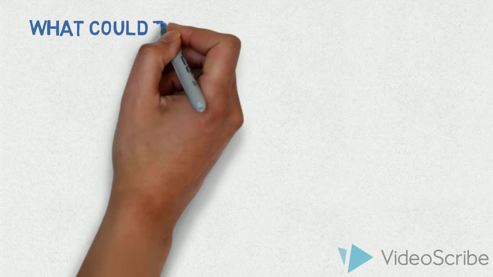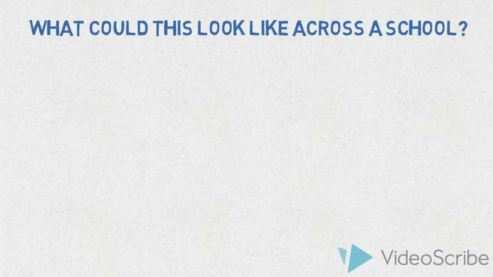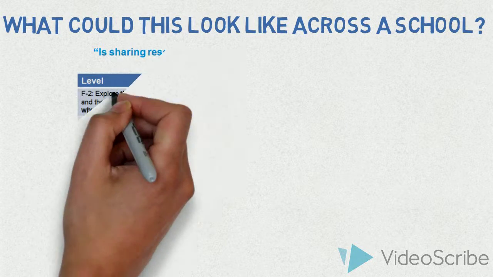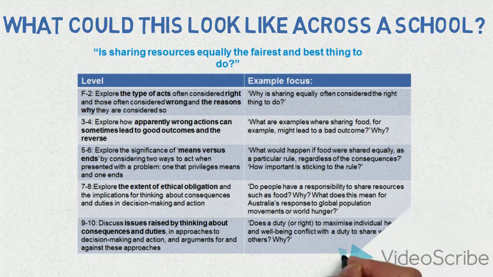Here is an example of how teaching and learning activities can be scaffolded across a school using the Decision-Making and Action strand from the Ethical Capabilities Curriculum.